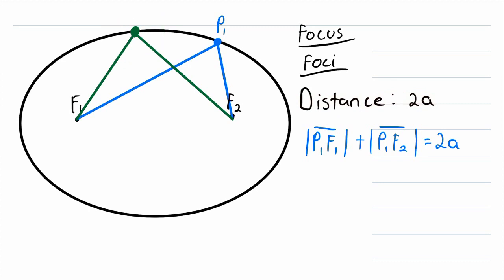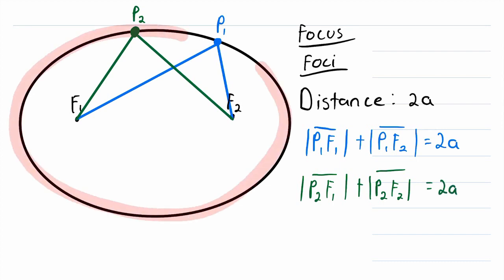So if this green point that I just drew is P2, then we could write that the length of the line segment P2F1 plus the length of the line segment P2F2 is, of course, equal to 2a. So pick any point you want on an ellipse. If you add up the distances from that point to the 2 foci of the ellipse, you'll always get the same number. And this isn't just similar to what a circle is, it's actually a generalization of circles.